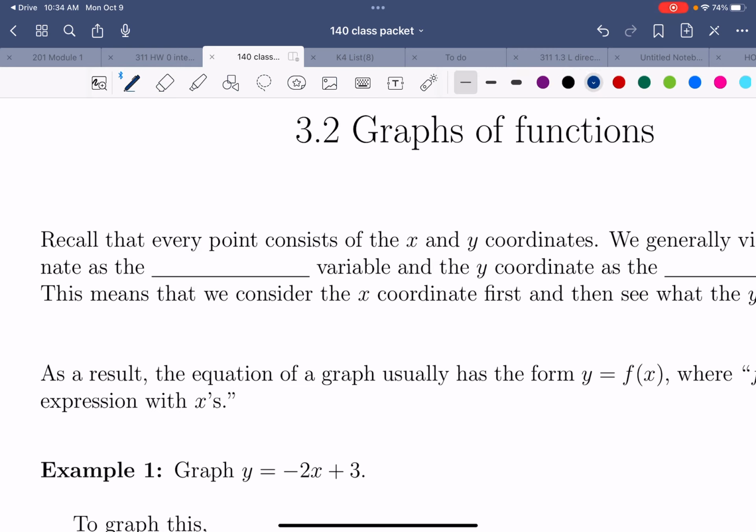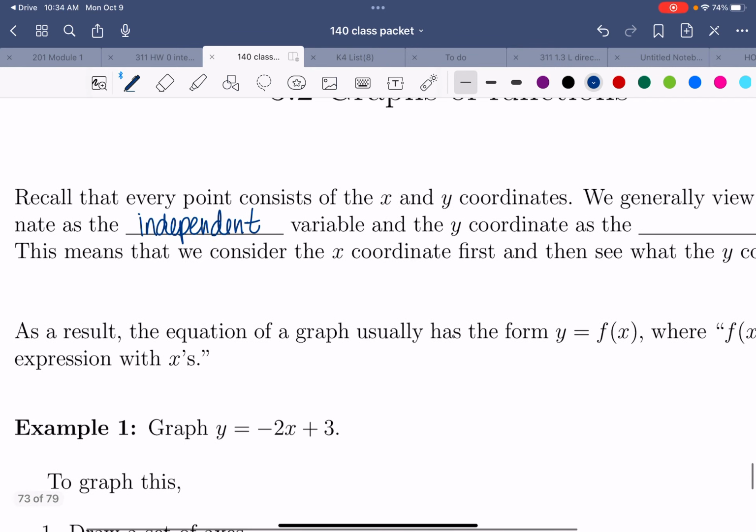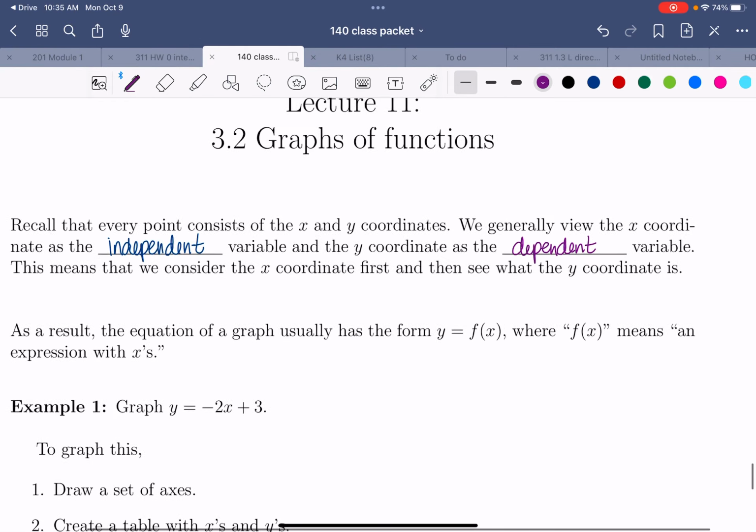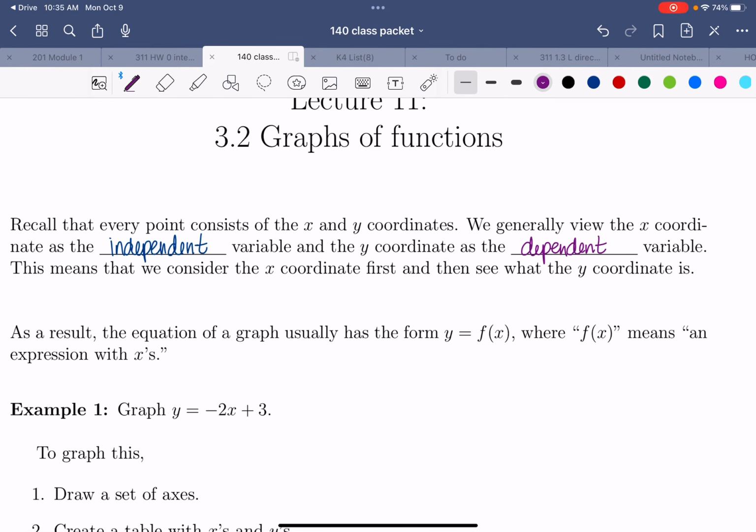We generally view the x coordinate as the independent variable. It's independent. That means it can do whatever it wants. It's the one that we base everything on. The y coordinate is the dependent one. So y doesn't get to be just anything. Y has to be something based on what your choice for x is. And so you typically pick the x coordinate first, and then we determine what the y is.